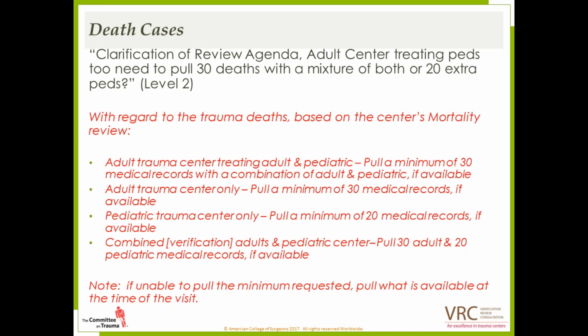Adult trauma centers treating adult and pediatric, you want to pull a minimum of 30 medical records with a combination of adult and pediatric cases. And that's if it's available. So you may not have a lot of pediatric cases, you may have more adult, and that's okay. You may just have a handful of pediatric, and that's perfectly acceptable.